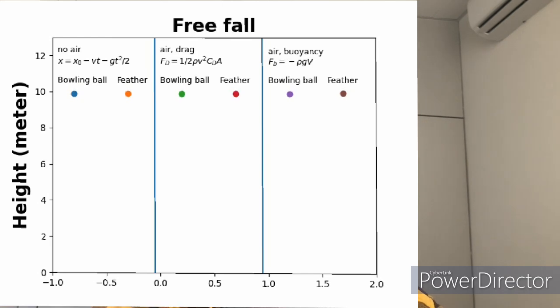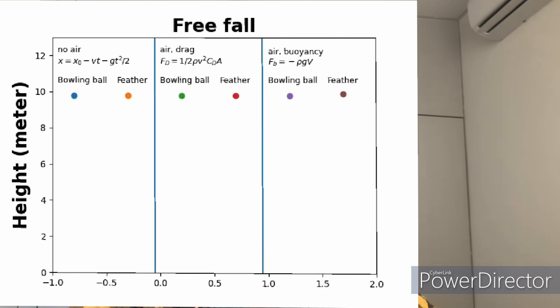So now I'm going to show you a simulation that I made. I wrote Python code for different cases: the case when there is no air in the chamber, the case when only the drag force is acting on the objects, and the third case when only the buoyancy force is acting on the objects. You see them in the left upper corner of the video, the simulation.